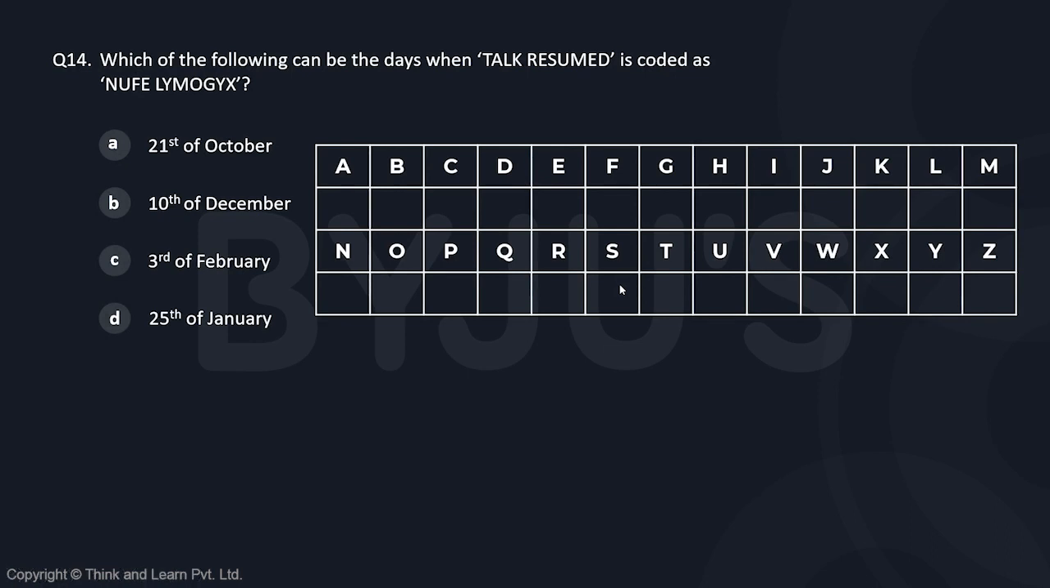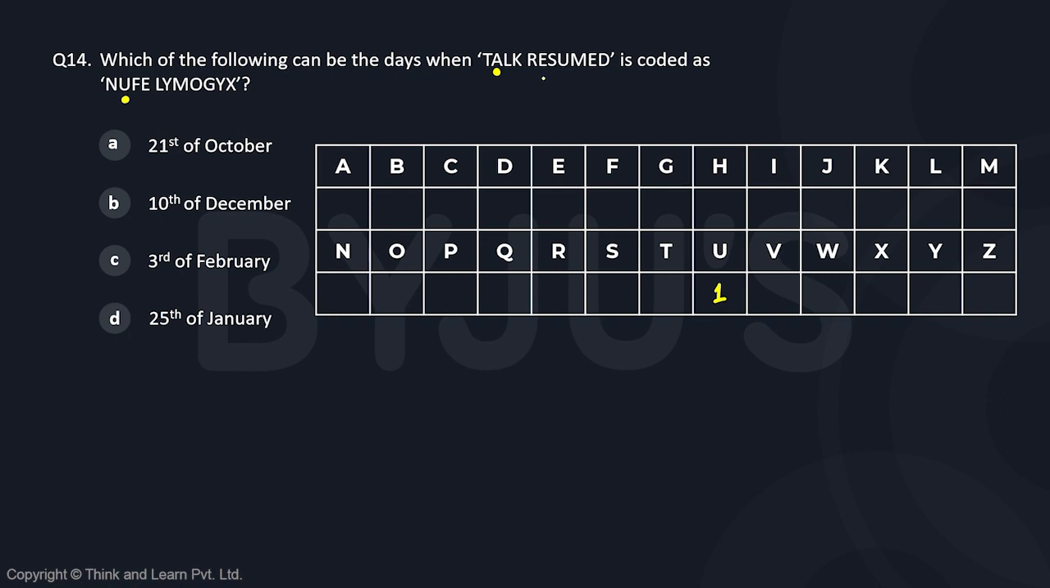Question number 14. Which of the following can be the days when "talk resumed" is coded as NUFE, LYM, GYX? Rather than going by the options and checking them one by one, what we can do is pick up the easiest letter. A is our first letter normally. So instead of A, we see U here. That means U is going to be our first letter.